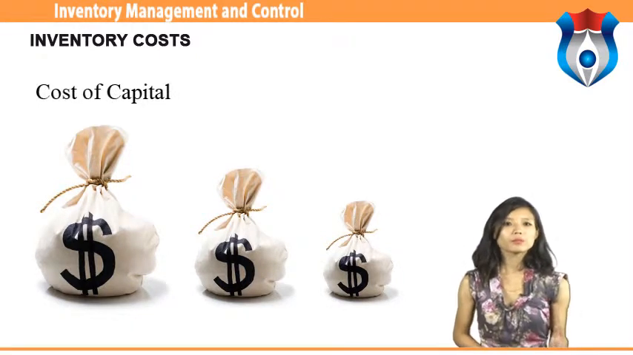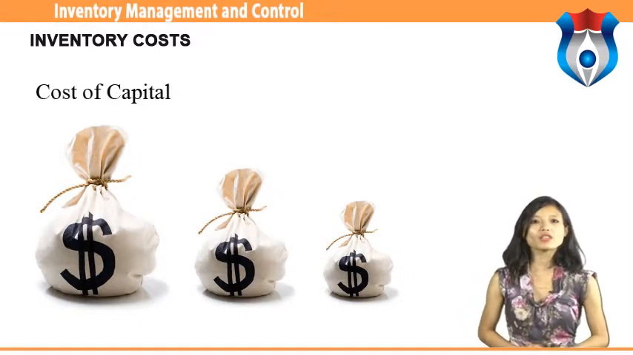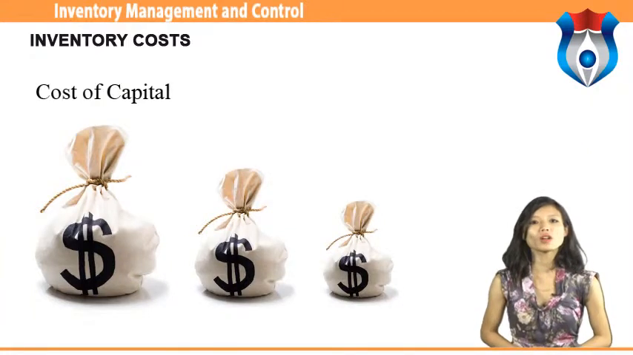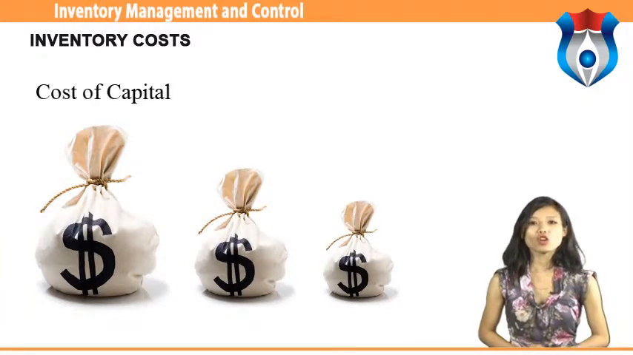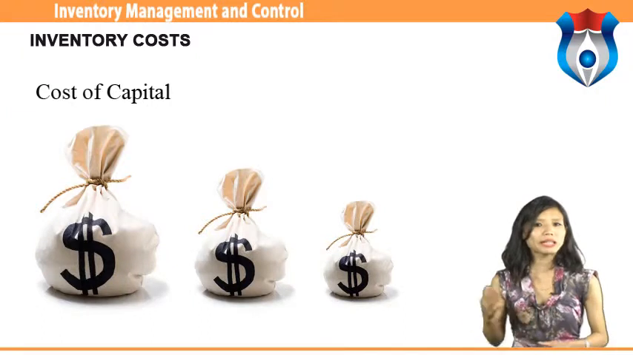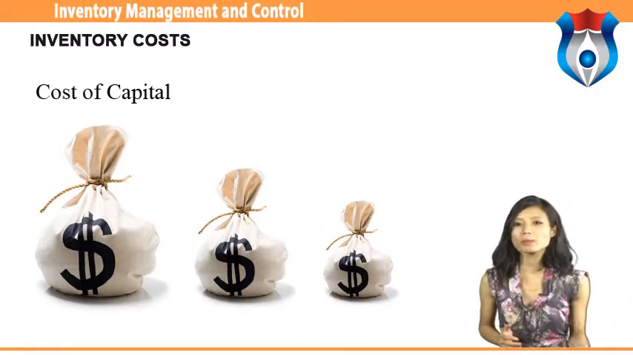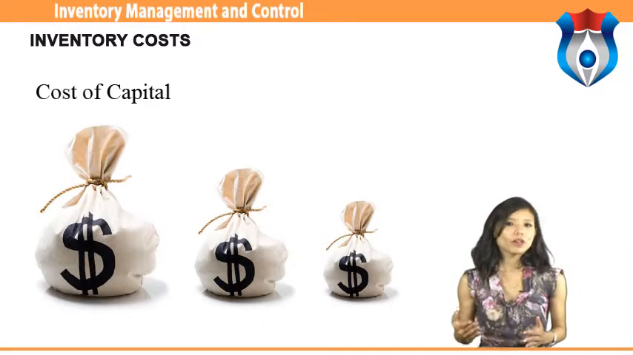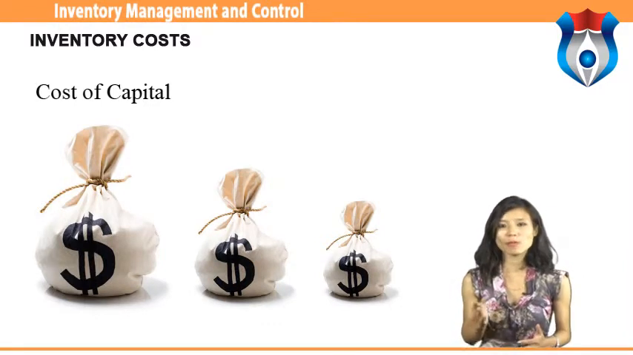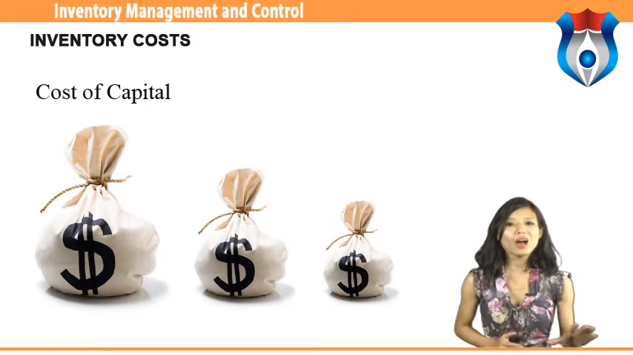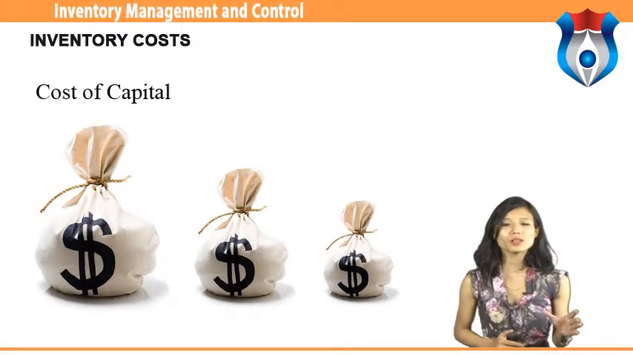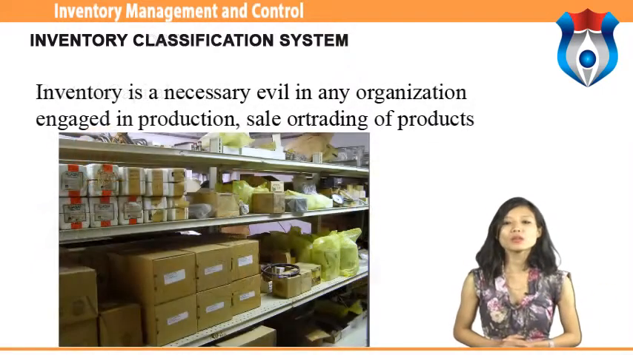Cost of capital includes the cost of investment, interest on working capital, taxes on inventory, paid insurance costs and other costs associated with legal liabilities. The inventory storage costs as well as the cost of capital are dependent upon and vary with the decision of the management to manage inventory in-house or to outsource to vendors and third-party service providers. Let's know the meaning of inventory classification system.